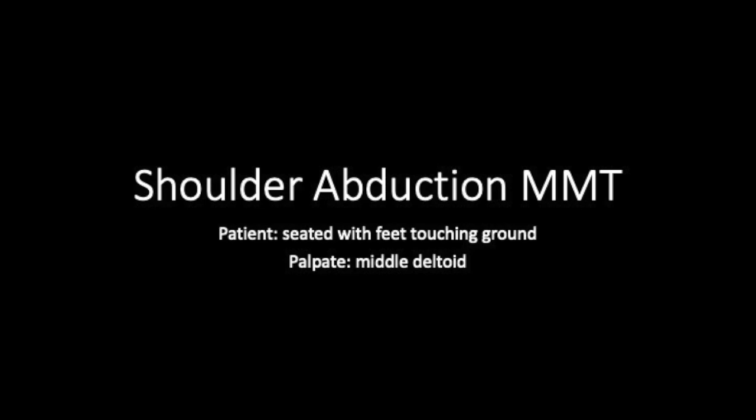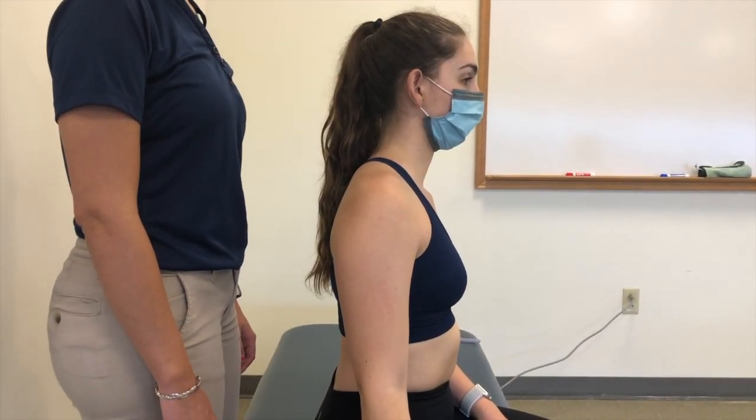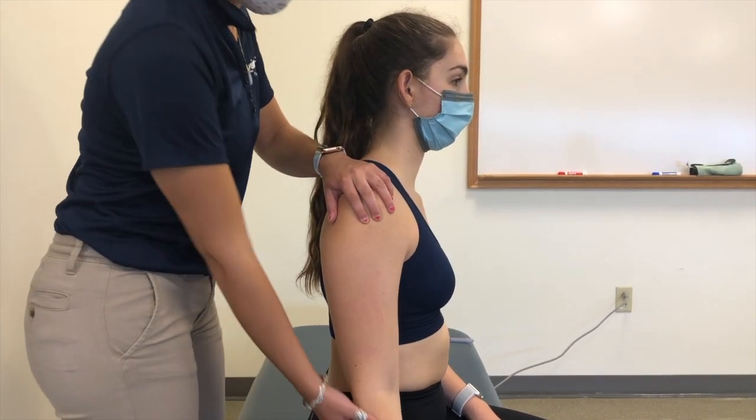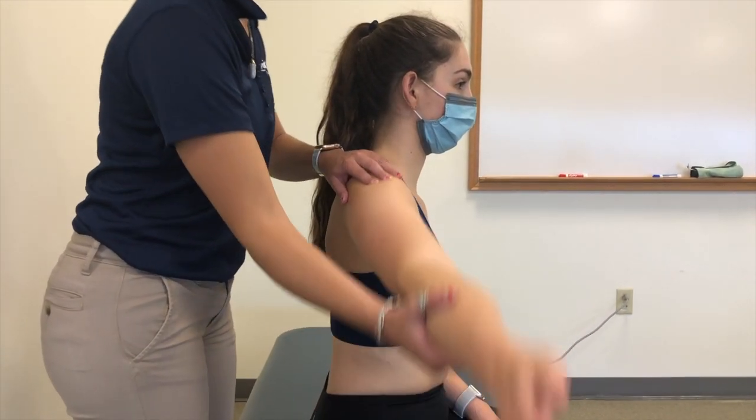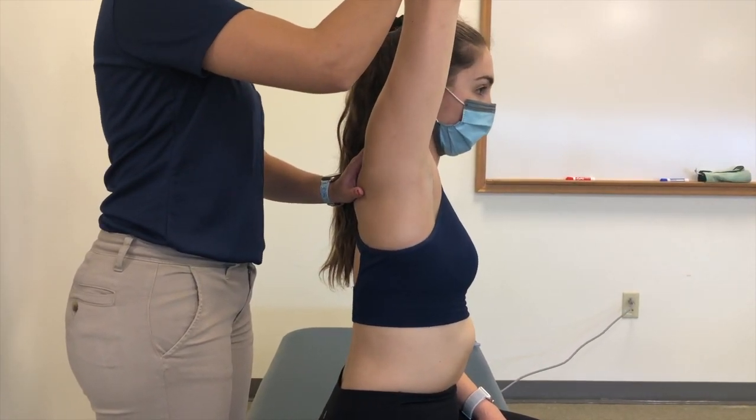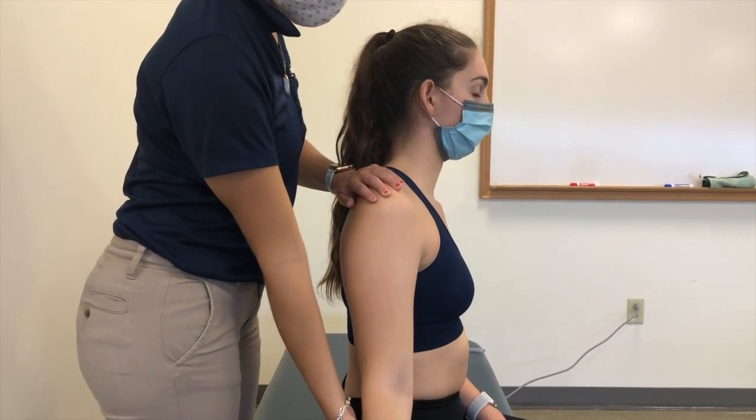Shoulder abduction MMT. The patient should be seated on the table with the table lowered so the patient's feet are touching the ground. The therapist should be standing behind the patient and stabilizing the ipsilateral shoulder during passive motion. To properly test MMT, the therapist passively takes the patient through the motion they want the patient to perform and says, "This is the motion I want you to do."